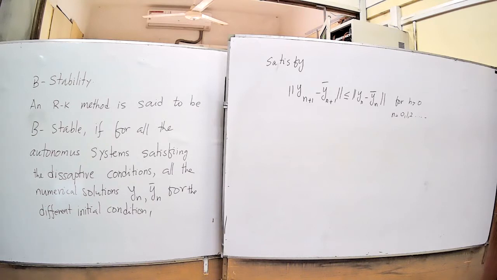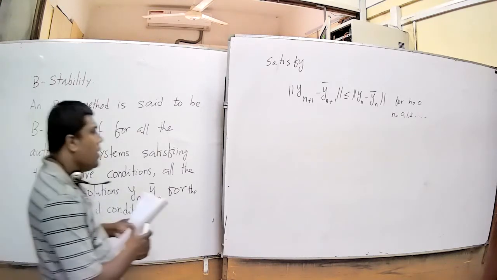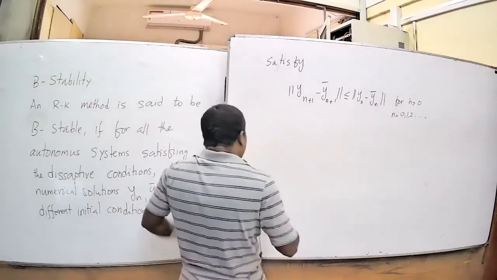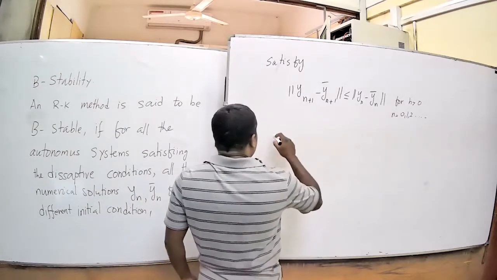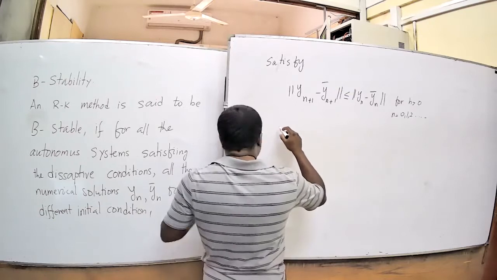So now to talk a little bit more about these dissipative conditions and B stability, let us recall something which is called the tensor product of matrices. You must have seen this, or you might not, I don't know. Let me recall it.